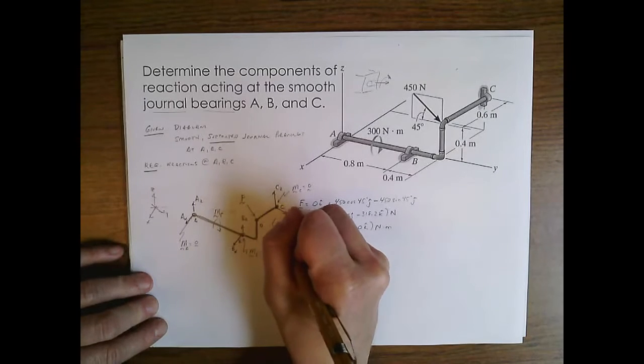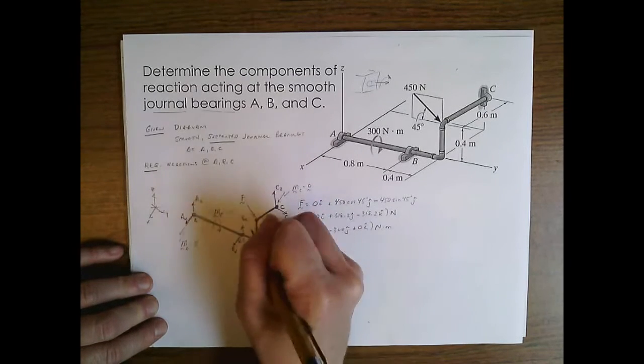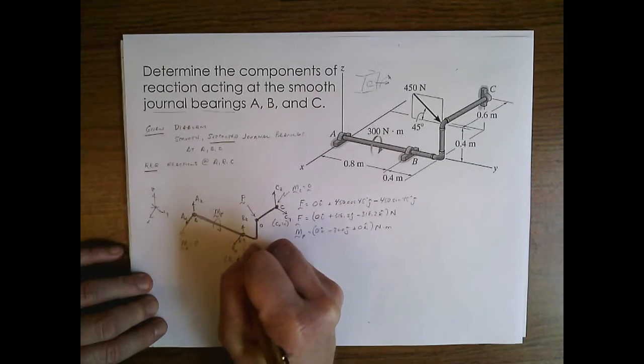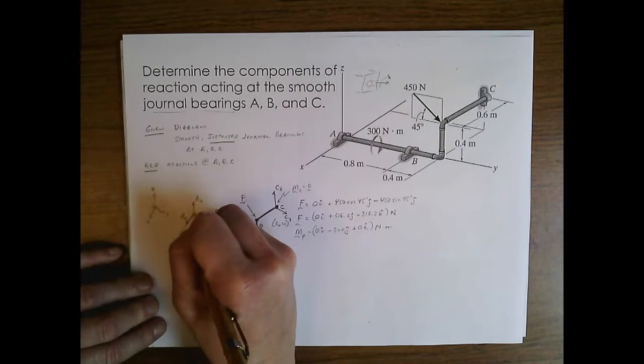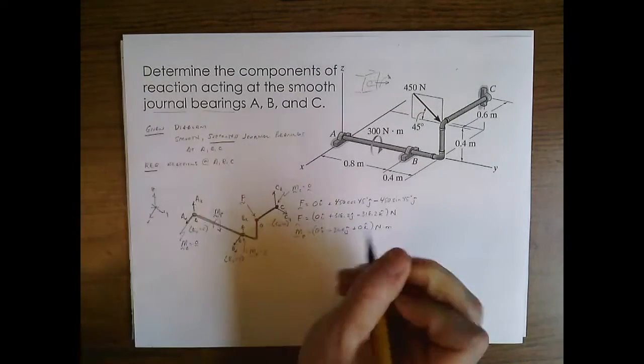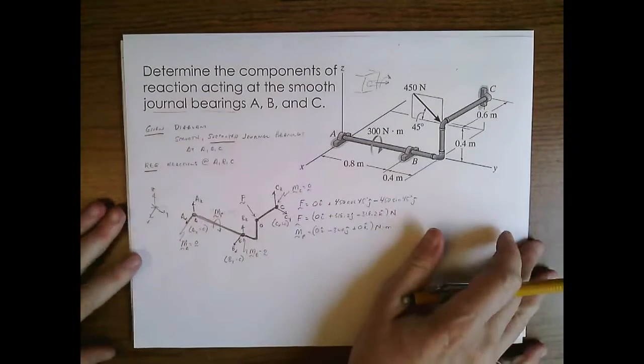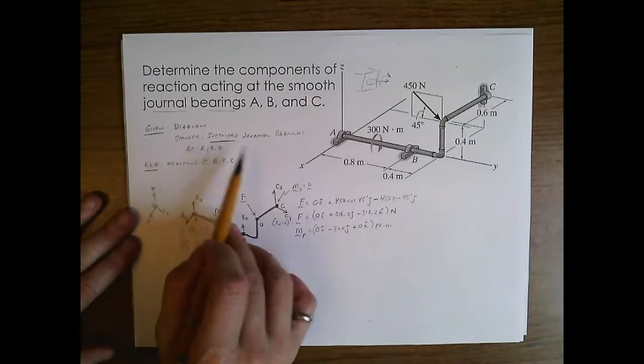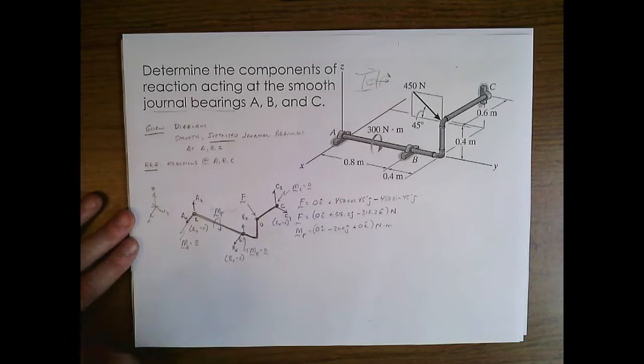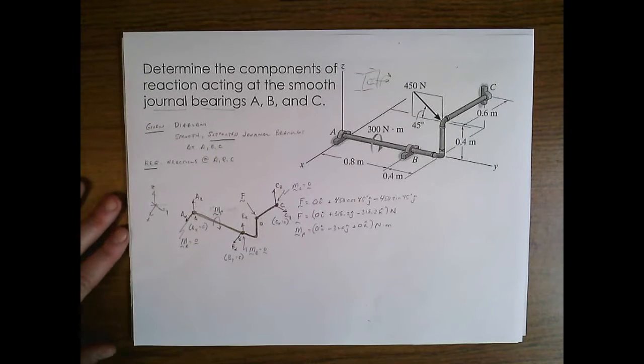If I want to clarify, I would say here that CX is equal to 0. I would say here that BY is equal to 0. And I would say here that AY is equal to 0. This is making full use of what I know about these bearings. They're supported journal bearings. Okay, that is a correct free body diagram.